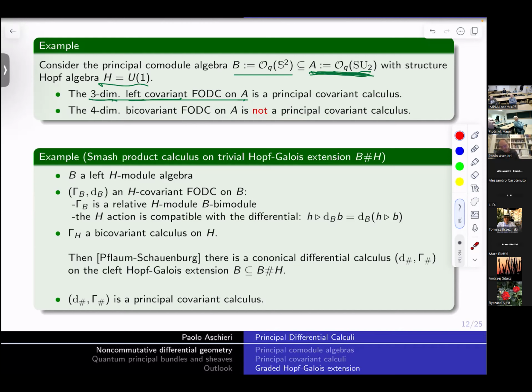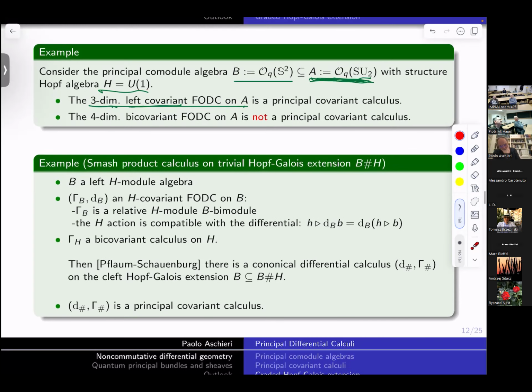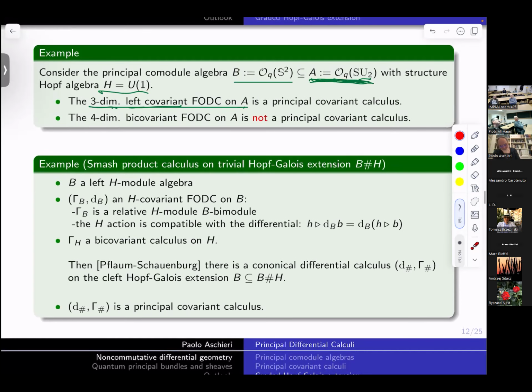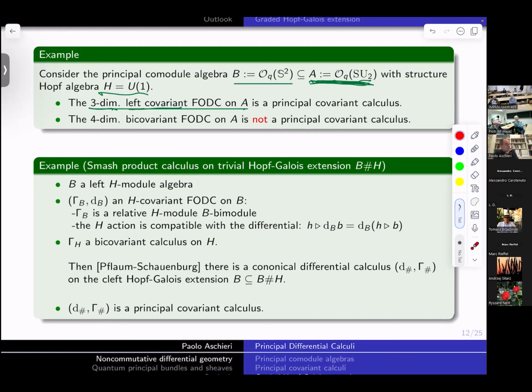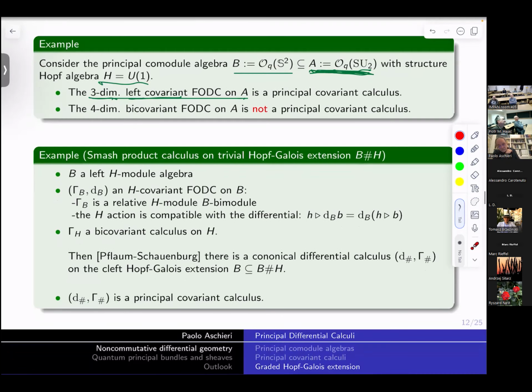Yes, so as I said, this was a very heuristic argument. I cannot use that argument.